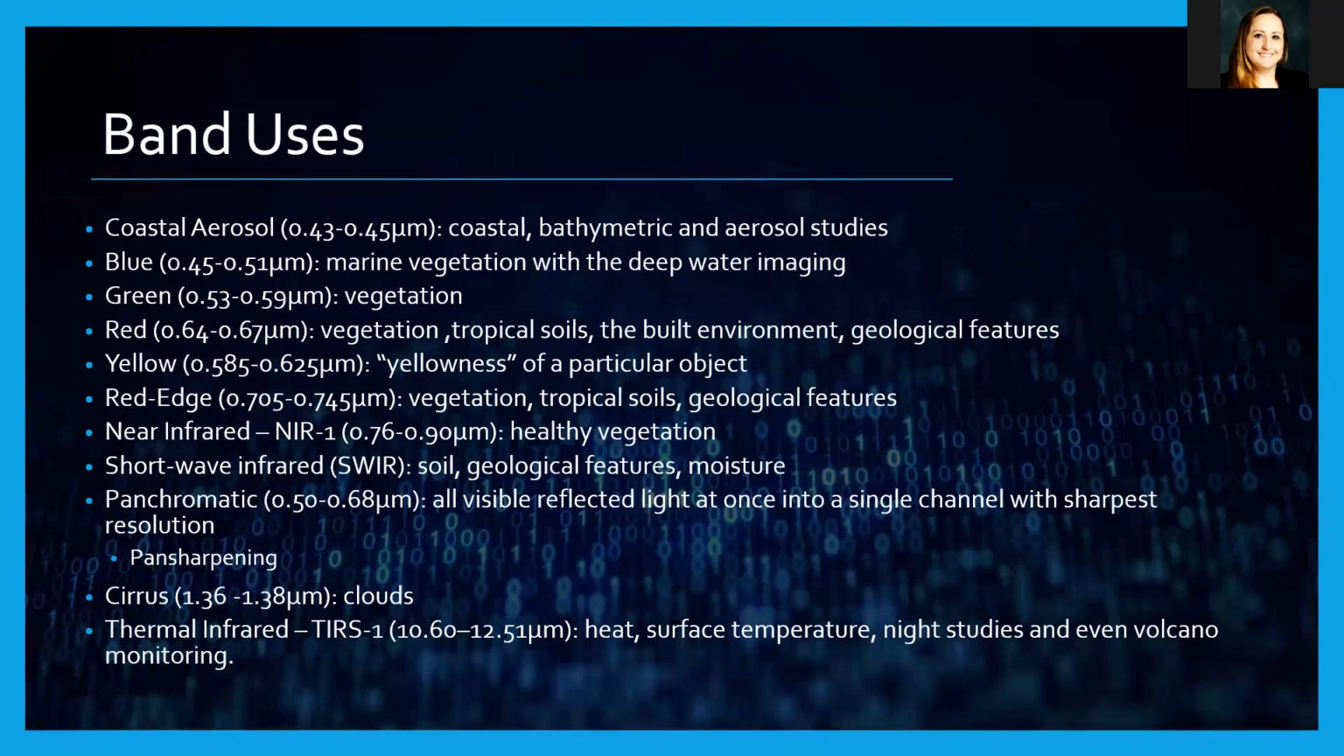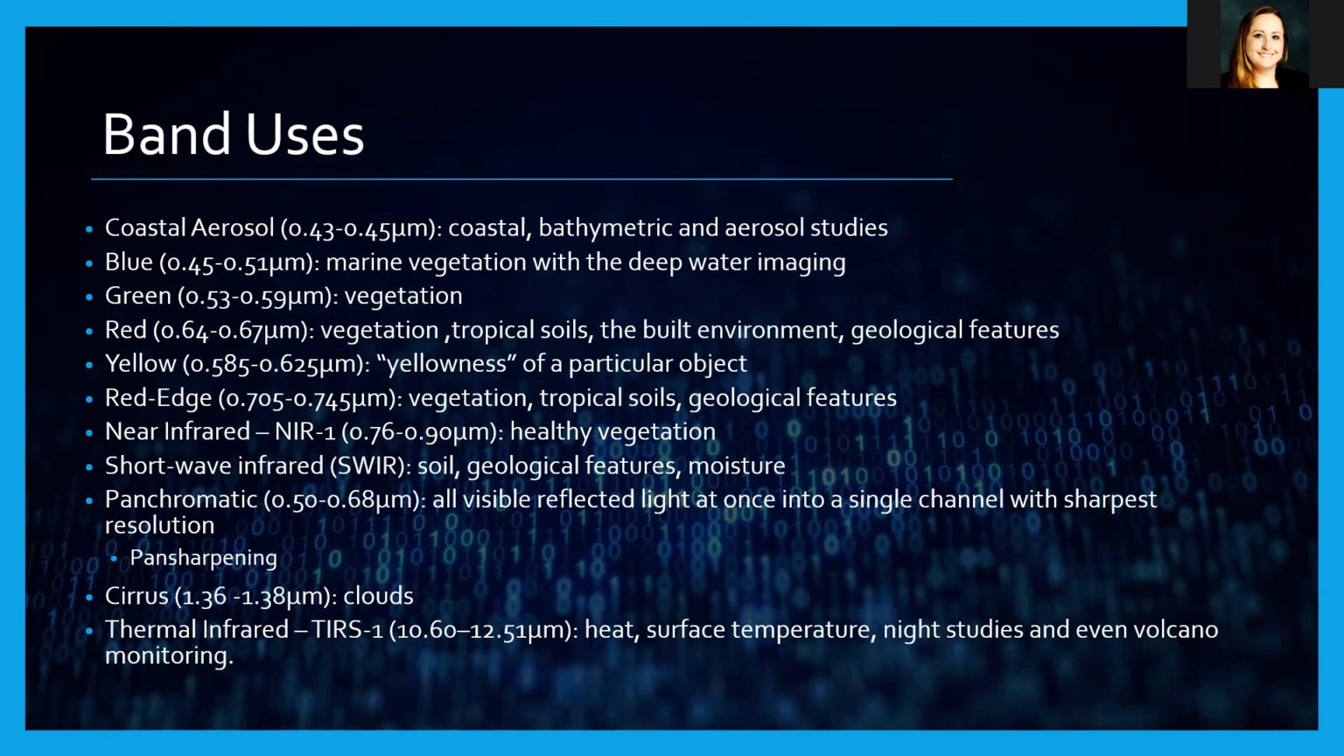Depending on what you are analyzing, you will want to make sure that you have certain wavelength bands. I'm not going to go into detail because this is not a remote sensing class. I just want you to have an understanding about the different bands and what they're commonly used for. The coastal aerosol band, which is kind of new, is particularly useful with coastal, bathymetric, and aerosol studies because it reflects blues and violets. The blue band is best for marine vegetation with deep water imaging, and it can detect up to 30 meters down.